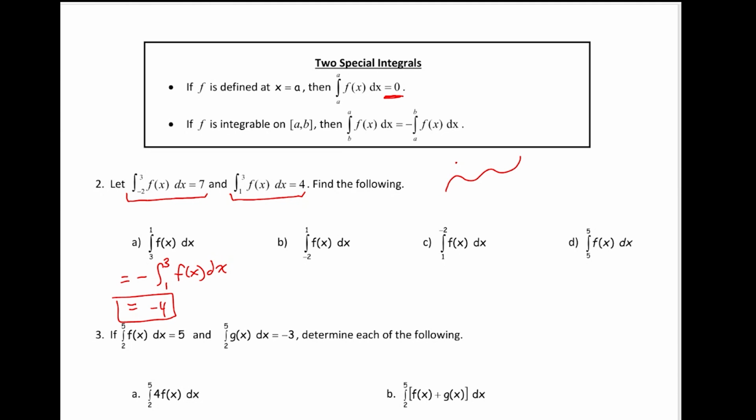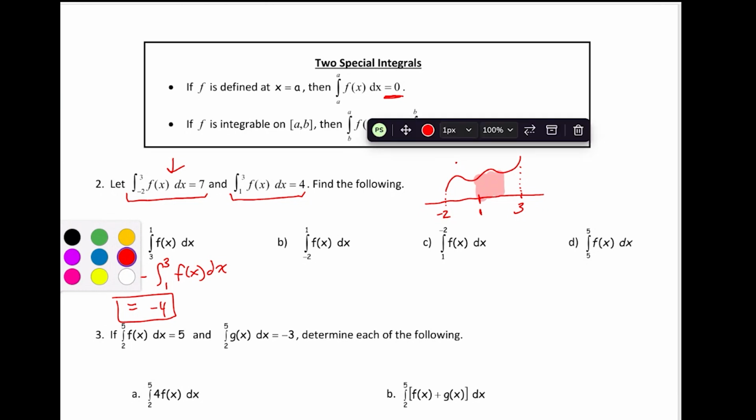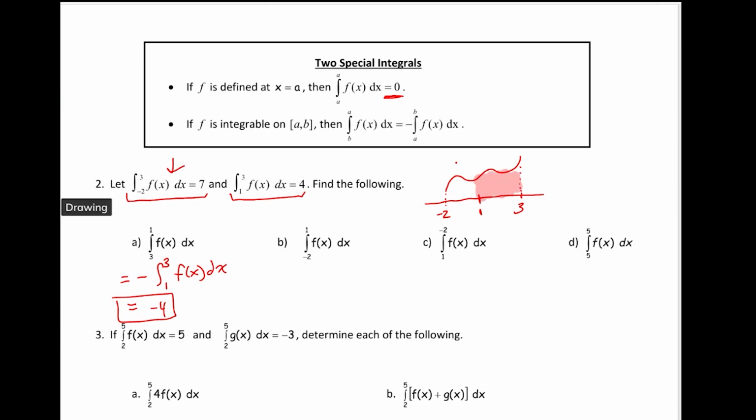Now, we know that the area between, let's say, -2 is here and 3 is here. The area underneath that curve is 7, right? This whole area here is 7. And we're given that with the first piece of information. So I know the total area here is 7. But then they also tell me that the area between 1 and 3 is 4. So if I put 1 as a little number here, the area between 1 and 3 is 4.